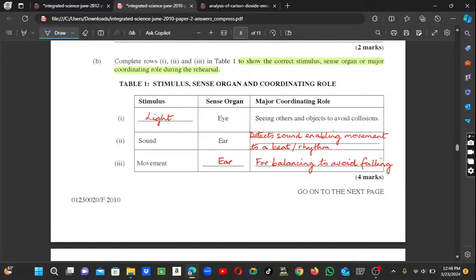But now I want to know about movements. It's for balancing and avoiding falling. Where it says here for balancing and avoiding falling, here would be the sense organ, guys.